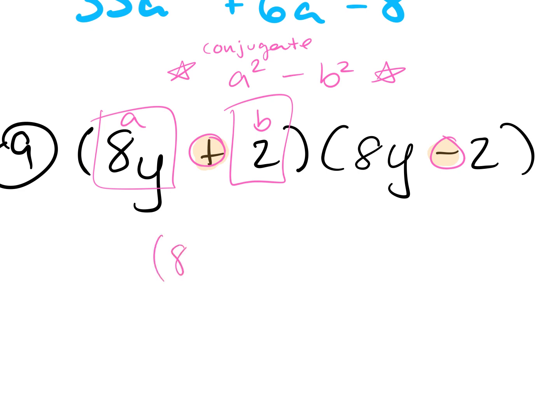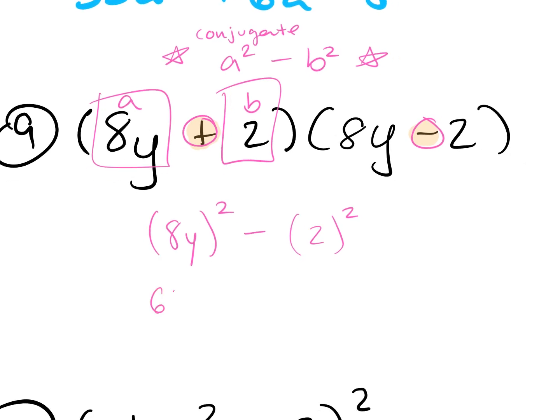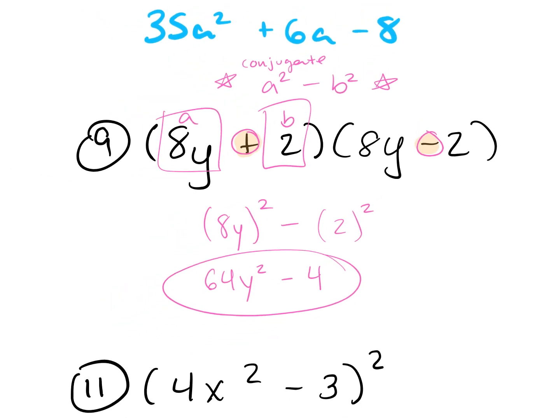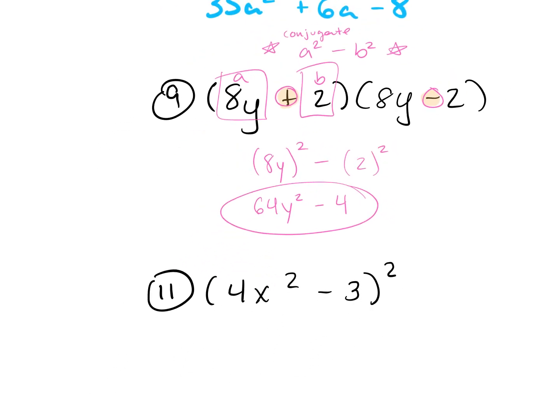So our shortcut, we take the first term and square it. So 8y squared minus the second term squared. What's 8y squared? 64y to the second power. Perfect. Minus, what's 2 squared? 4. So that would be our answer. So if we forgot our shortcut, what could we do here? FOIL. The directions will be the same here. It'll just say like find the product. So whatever you need to do to find the product, if you want to FOIL everything out, go for it.